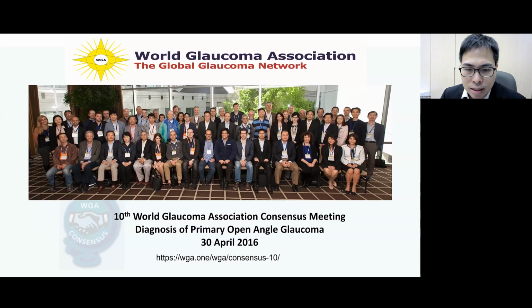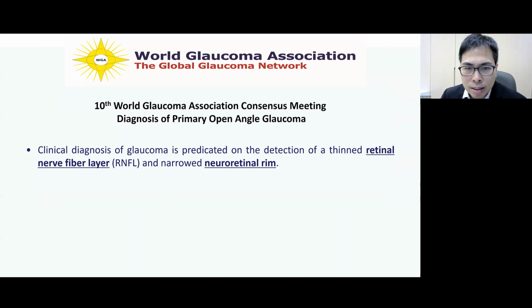Now, during the 10th World Glaucoma Association Consensus Meeting, we had a discussion among a group of glaucoma specialists and clinician scientists from different parts of the world to talk about how to make a diagnosis of glaucoma. It was 5 years ago, and this is one key consensus statement we made during that meeting, which says clinical diagnosis of glaucoma is predicated on the detection of a thin retinal nerve fiber layer and narrow neuroretinal rim.